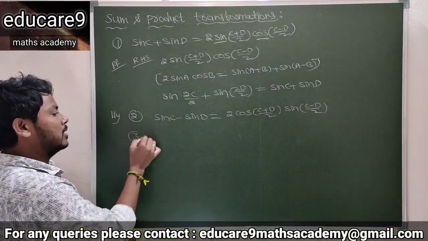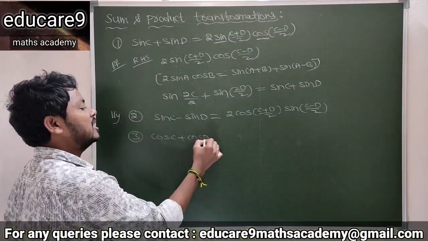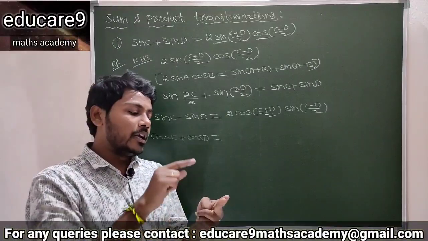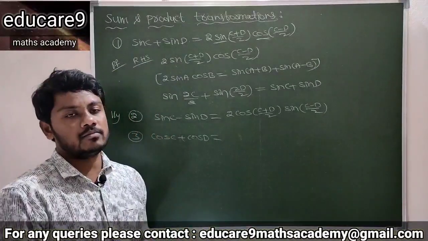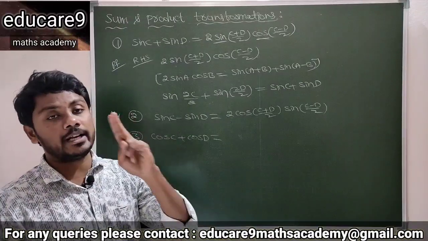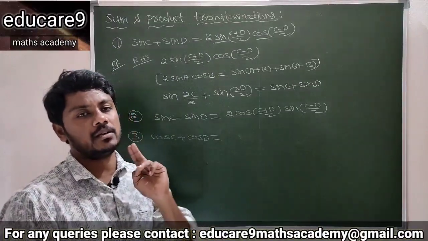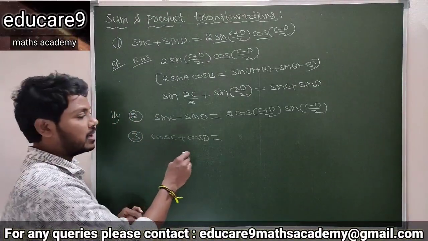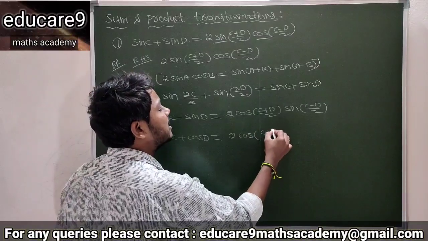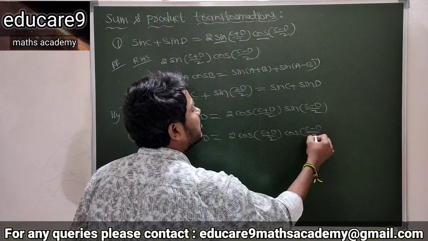Next, third one, cos C plus cos D. If cos terms are there, then you will get either 2 cos or 2 sin. Depending on the sign, if plus is there, we have to write 2 terms as cos. If minus is there, we have to write 2 terms as sin. So clear, here plus is there, so we have to write 2 terms as cos: 2 cos (C plus D)/2 cos (C minus D)/2.